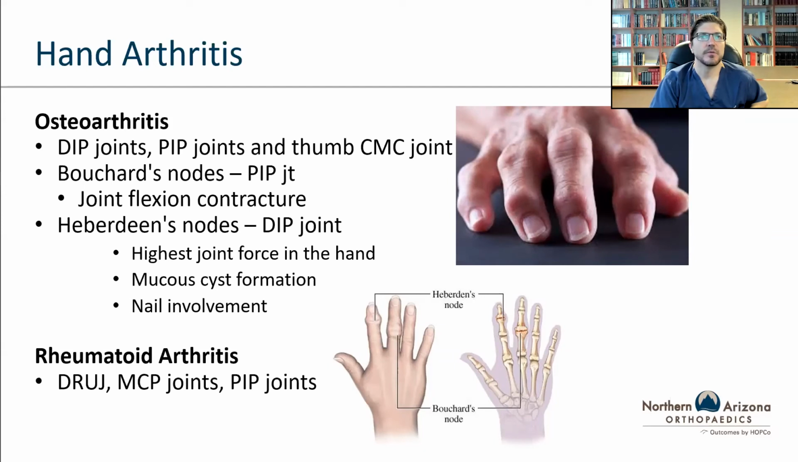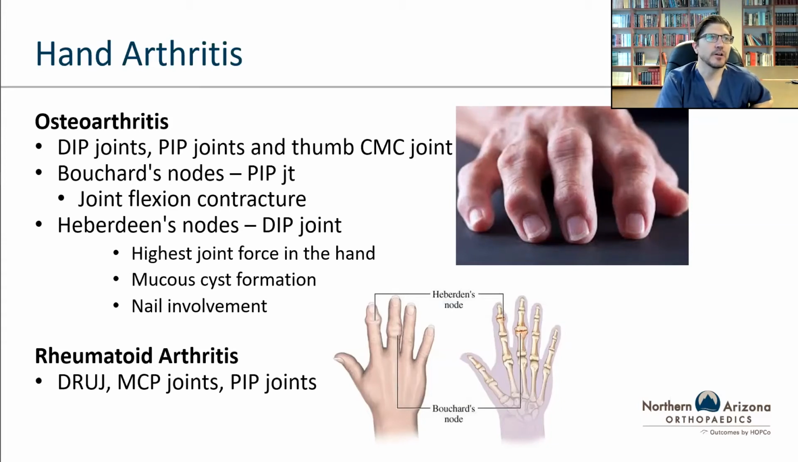Osteoarthritis is one of the most common issues we treat, and for the most part, these are treated non-operatively. The distal interphalangeal joints, the end of the fingers, the PIP joints, the proximal interphalangeal joints, and the thumb carpometacarpal joint are the most commonly affected with osteoarthritis. There's specific names to these.